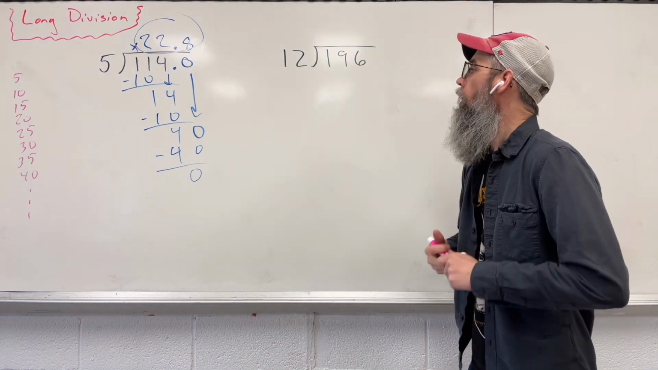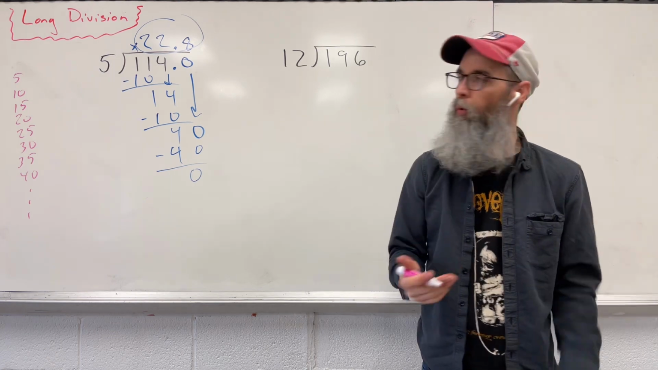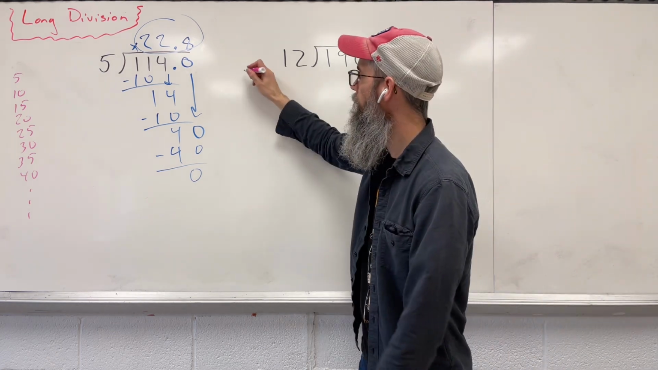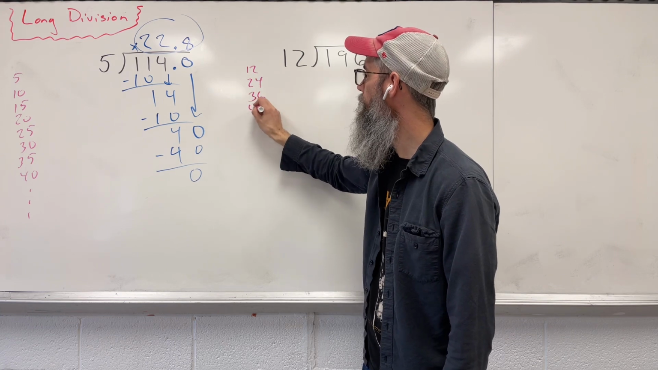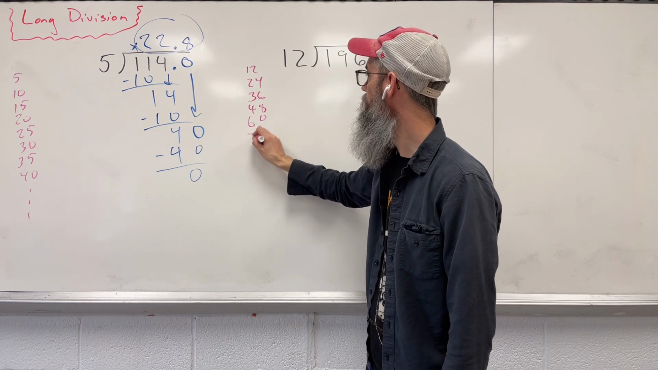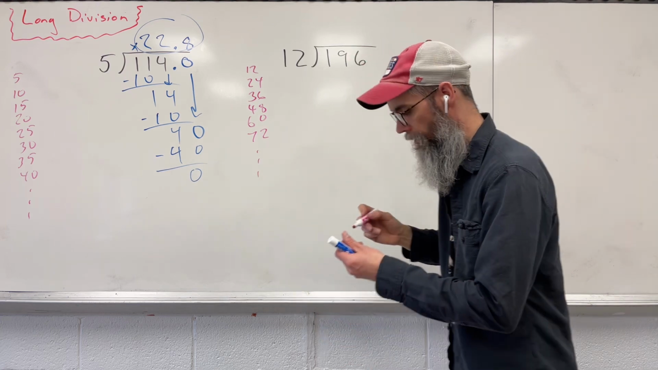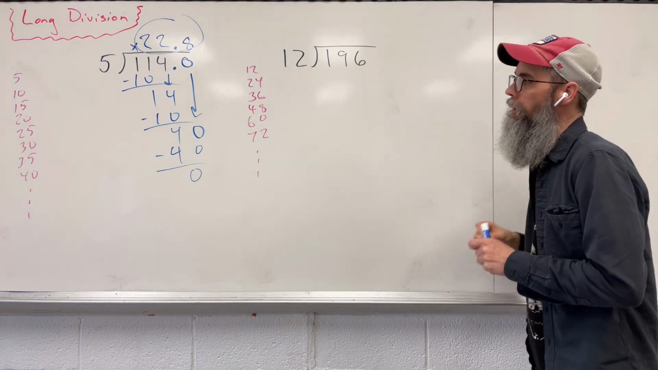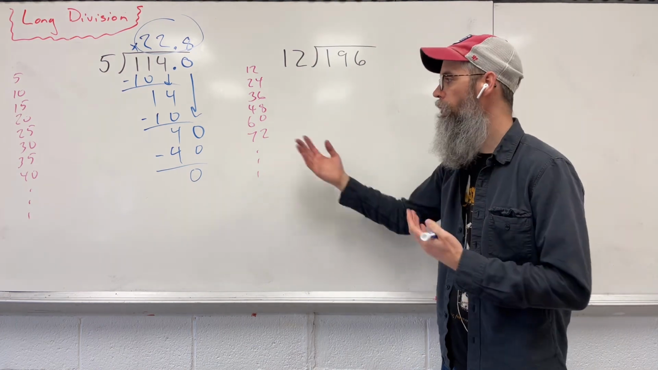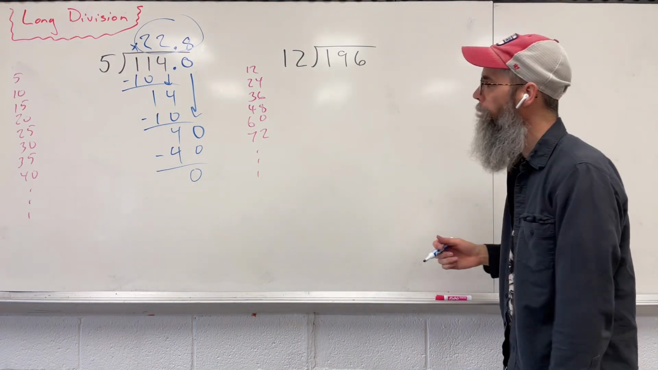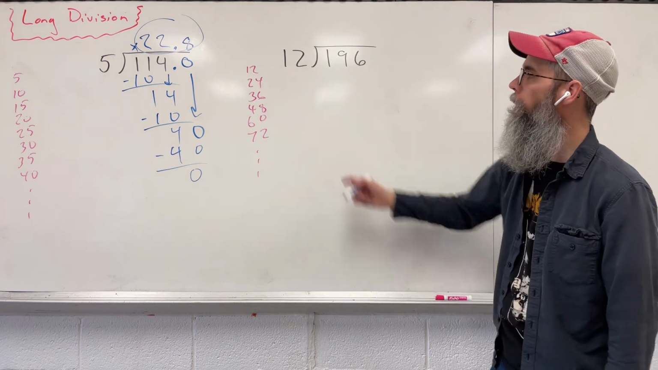Next, let's start this problem off the same way. I want to count by 12s just so I have a list somewhere with me. 12, 24, 36, 48, 60, 72, and so on. If you have a multiplication table somewhere in front of you, that also might come in handy. But if you don't, come up with a list yourself.